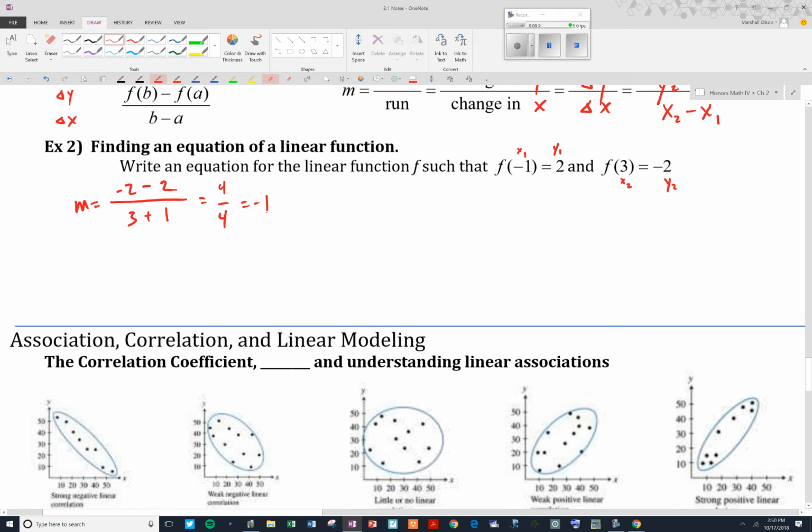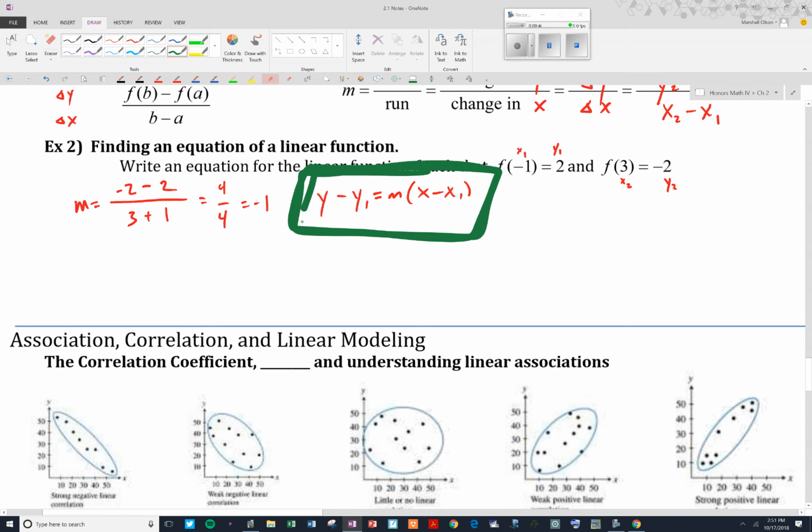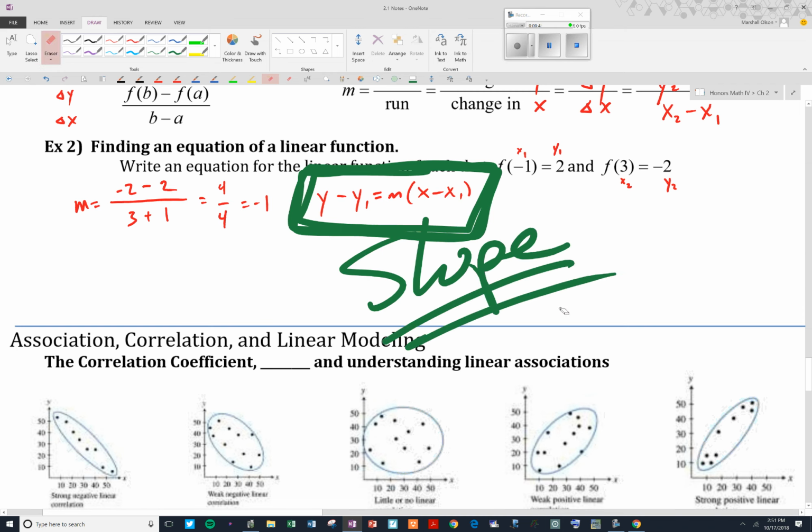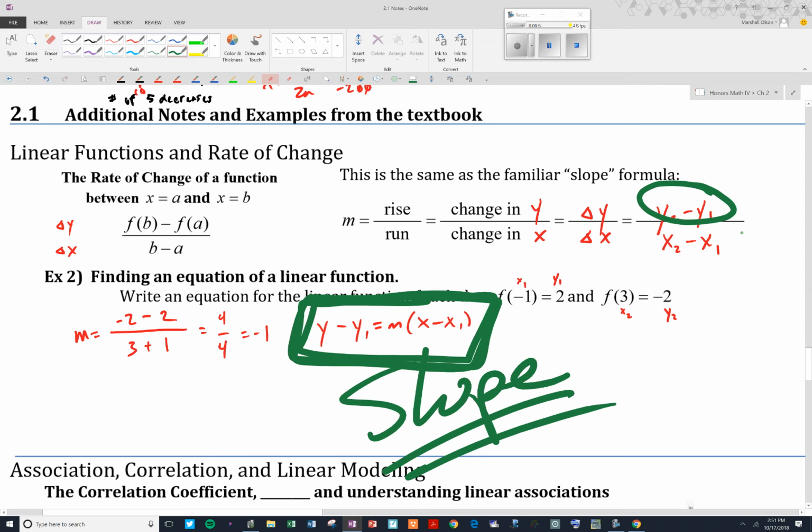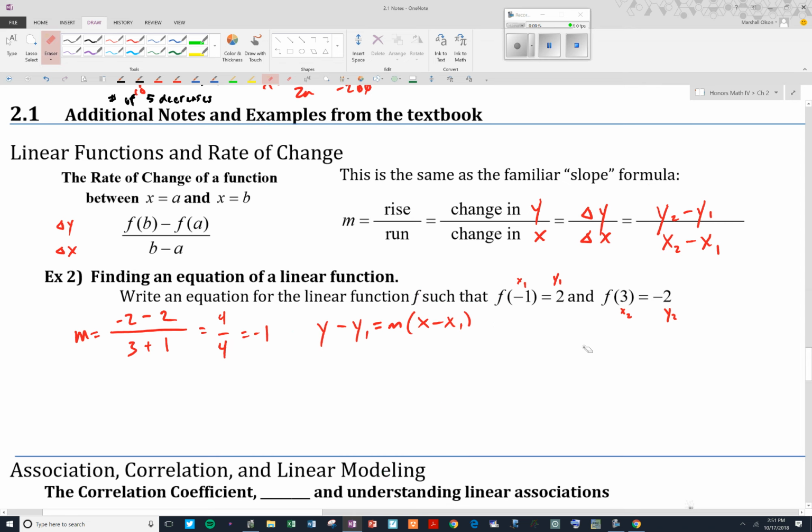That's our slope. To come up with the equation of a line, we use point slope form here, which is y minus y sub 1 equals m times x minus x sub 1. Okay, a little reminder from Algebra 2 last year, that is just the equation for slope. It's just rewritten in a little bit different way. It's solved for y minus y sub 1. It's like solve for the numerator of that right there. Okay.